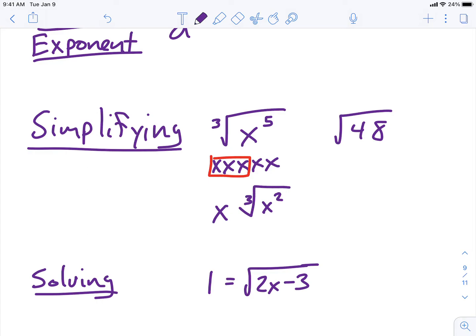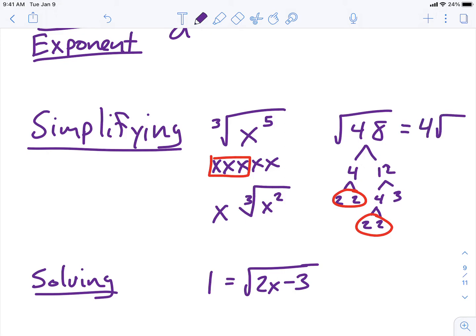With numbers, we can do this with a factor tree. Now, if it's a square root, there's no number here. We're looking for groups of 2. And so this could go to 4 and 12. That could continue to 2 and 2. The 12 would go to 4 and 3, and the 4 would go to 2 and 2. So now I've got two groups of 2 twos, and so this is going to equal 2 times 2 comes out, which is 4, and 3 stays in, which is 3. So the ends of our factor tree branches.